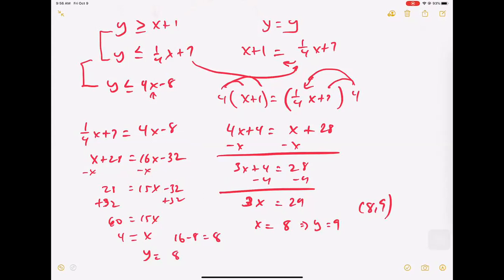So you would do this for all 3 sets. Last set would be these two, first and third. So we set them equal to each other and then solve for x, followed by solving for y. And that's it.